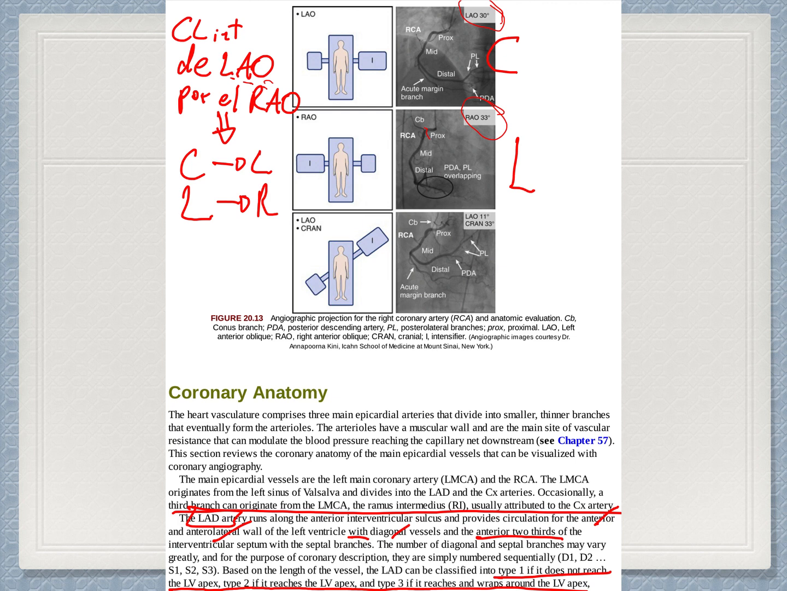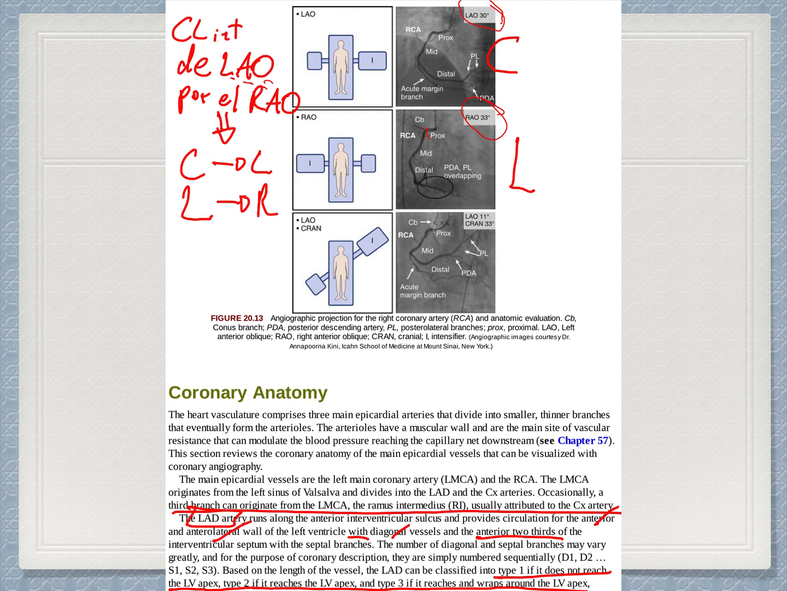Now about coronary anatomy. There might be a third branch originating from the left main. That's called the ramus intermedius, and this happens in 15% of the population. It is usually attributed to the circumflex artery. The LAD provides circulation to the anterior and anterolateral wall of the left ventricle with diagonal vessels, and the anterior two thirds of the interventricular septum with septal branches.